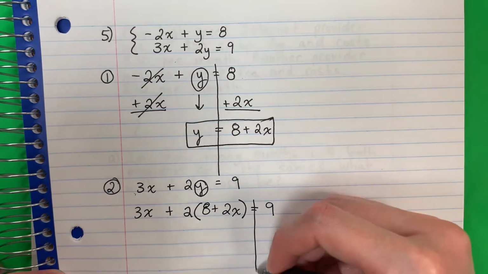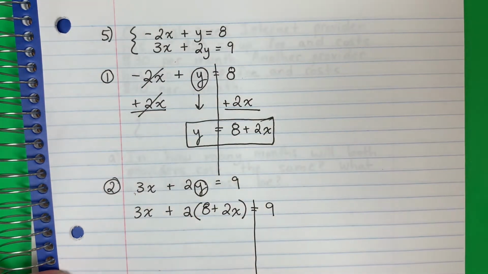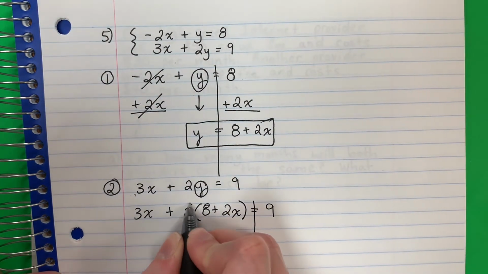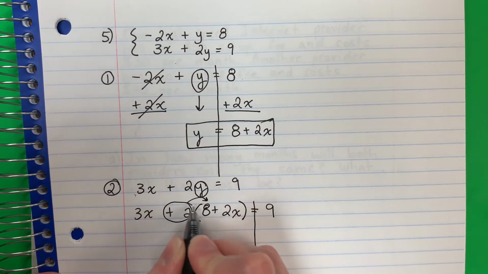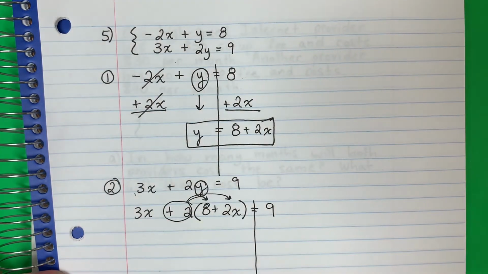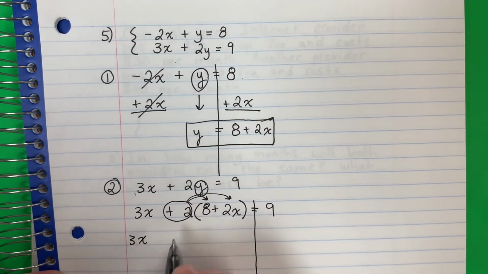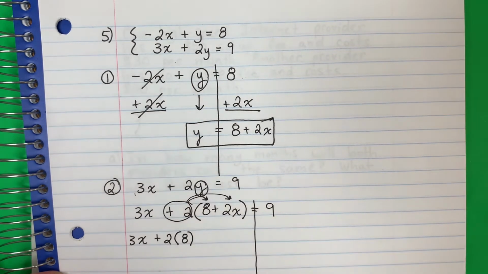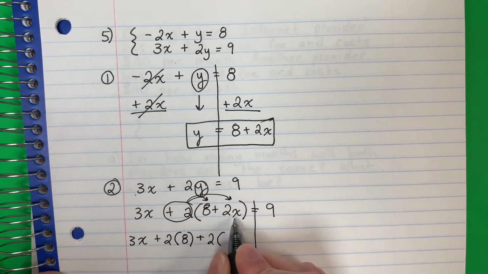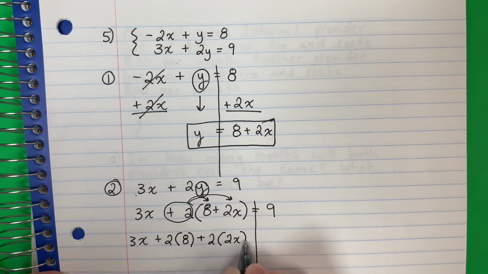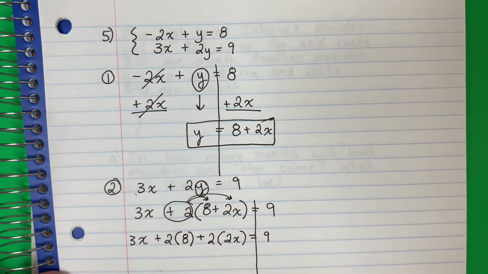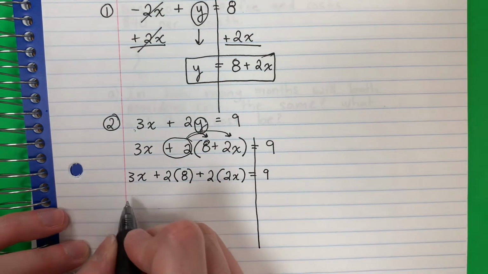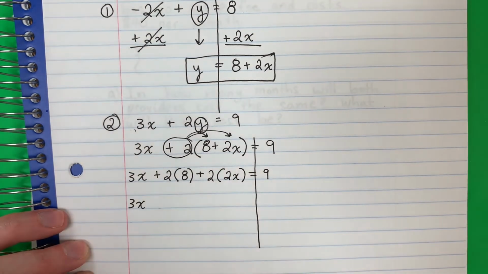Put your line. We're going to go ahead and solve. So I'm going to do positive 2. I'm going to distribute. Copy 3x. I'm going to do plus 2, parenthesis 8, parenthesis, plus, más, repeat, repetir, 2, parenthesis the other one, la otra, 2x, parenthesis equals 9. Okay, copy 3x, parenthesis first, parenthesis primero.